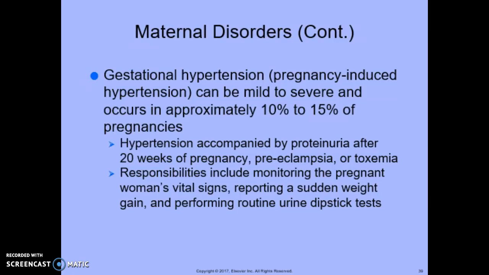Responsibilities include monitoring the pregnant woman's vital signs, reporting sudden weight gain, and performing routine urine dipstick tests. If preeclampsia persists, the patient is at risk of severe headaches, vision disturbances, and convulsions either before or during labor. An emergency cesarean section may be required to prevent serious maternal complications. So it's important to make sure that documentation is complete and accurate for the findings to help alert the physician of possible problems with the hypertension.